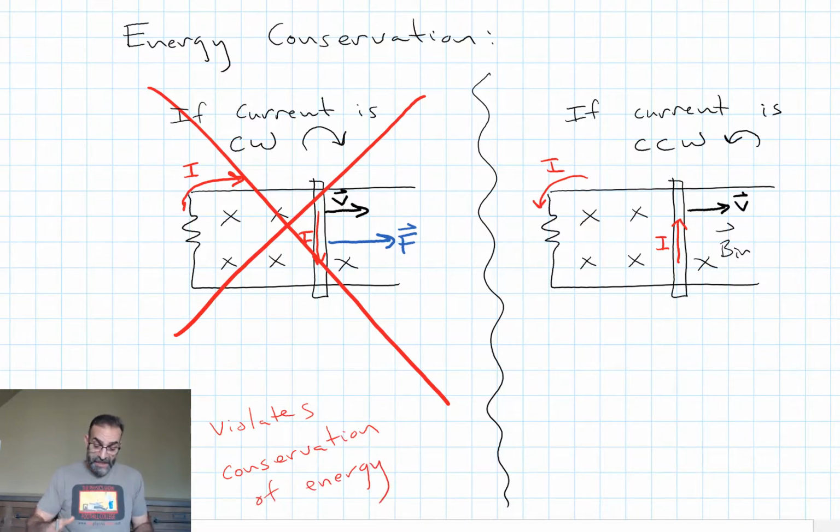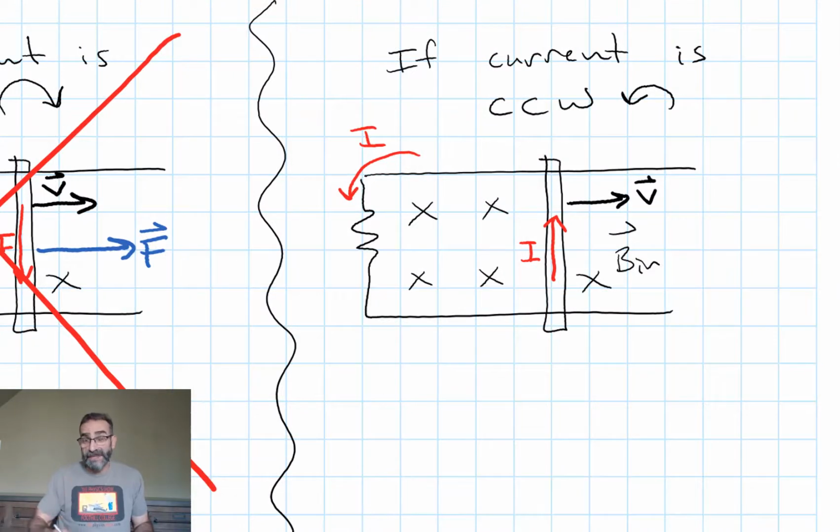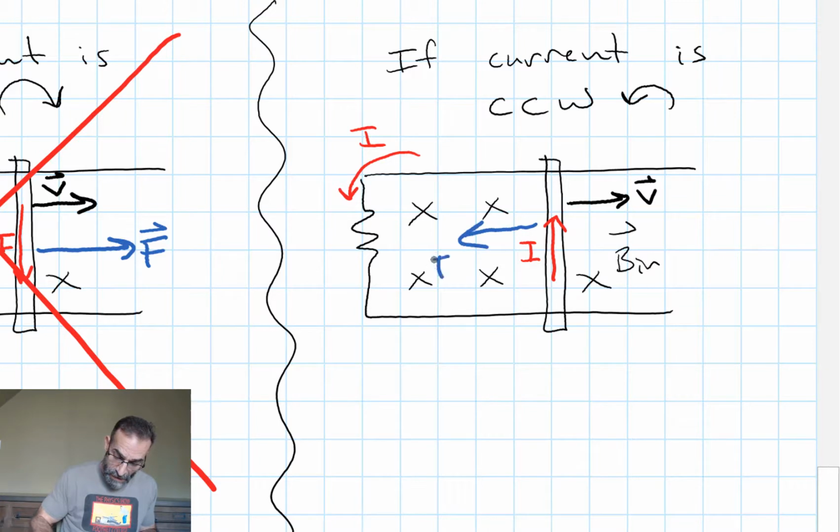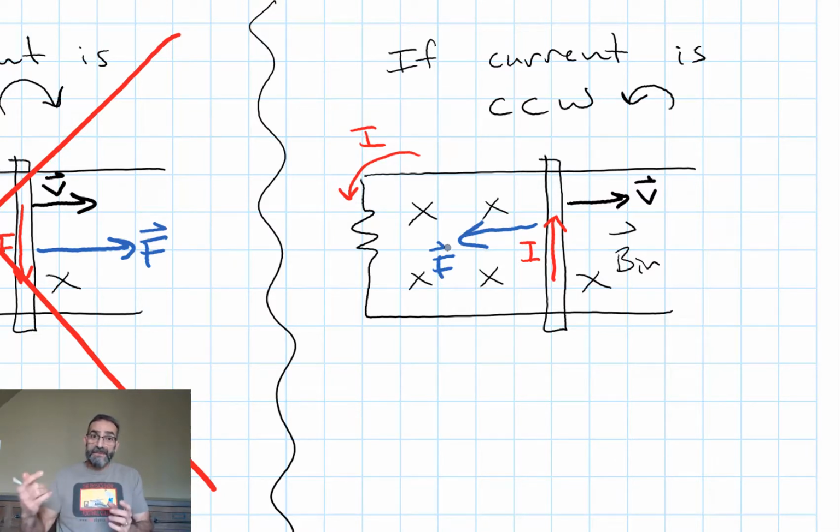Now let's take a look at the situation on the right, which is what we know actually happens. We've gone through it three or four different ways and found that the current goes in the counterclockwise direction. So let's take a look at this. We give this bar a little push to the right. The area increases. Current begins to flow in the counterclockwise direction. And now we have a current moving in a bar in a magnetic field. It feels a force. In what direction is that force? To the left.